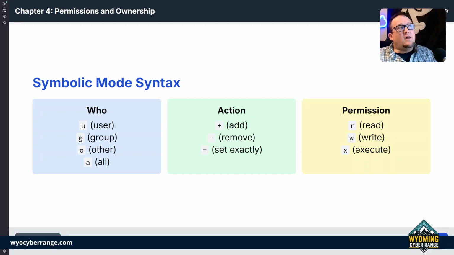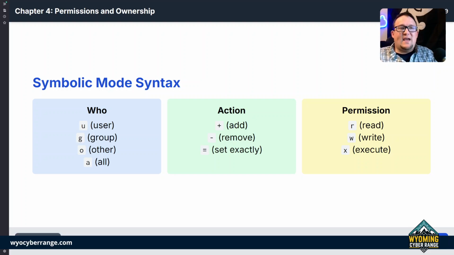Now using symbolic mode, you have to be able to say, am I making changes to the user, the group, the other group, or every one of them? A for all. So you've got to pick one. Okay? So if I wanted just to make changes to the owner, the user, it would be U. But if I want to make changes to the group, it'd be G.